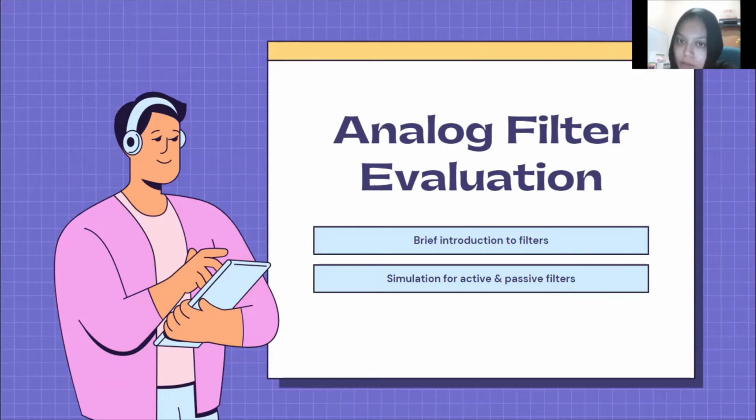Okay, so first the presentation will start with active filters simulation and also brief introduction. I'll be doing the introduction, also Zal will be doing the simulation, and then Afifah will go with the brief introduction for passive filters, and Adriana will do the simulation for passive filters.